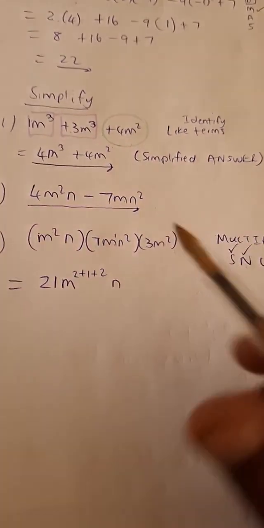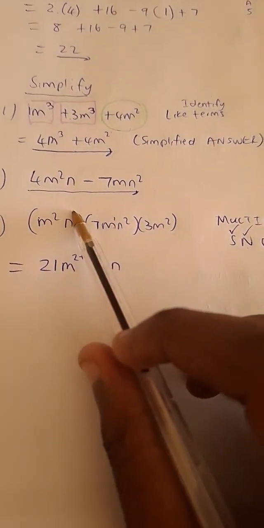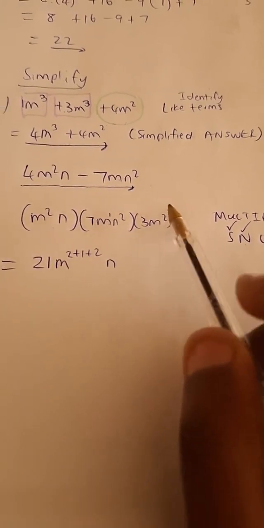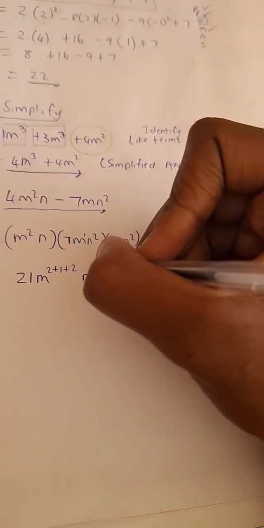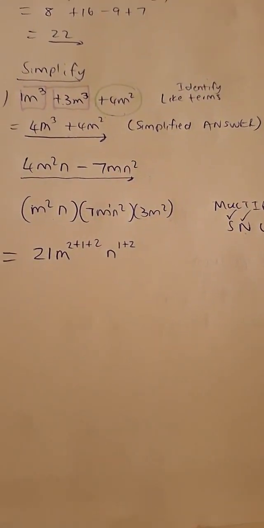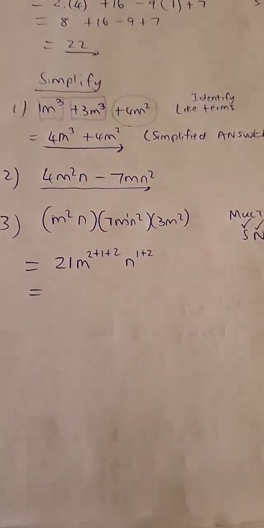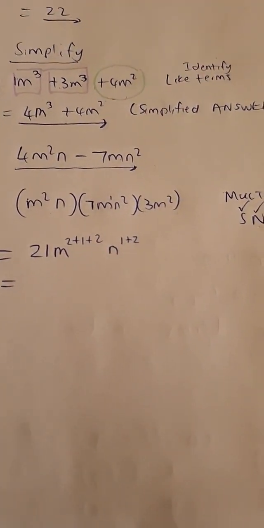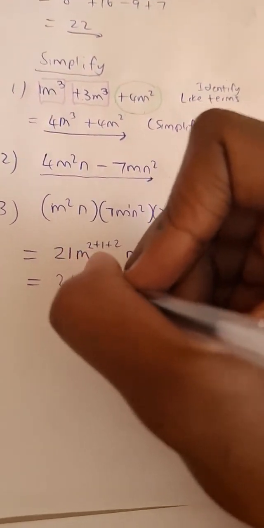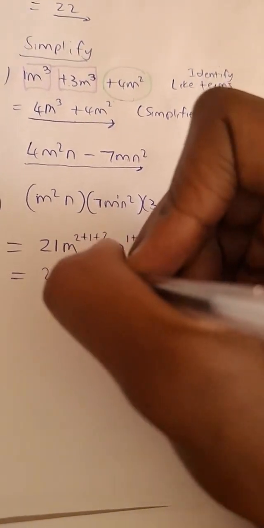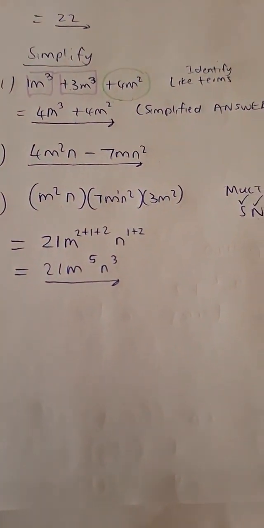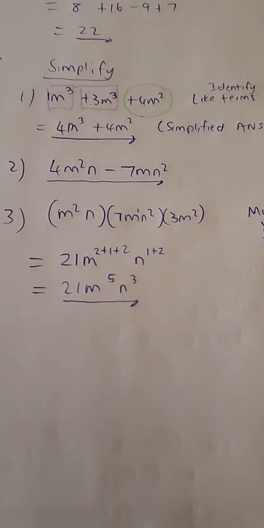Let's move on to the letter n. What about the letter n? There's an exponent 1. There's an exponent 2. There's no n here. So that means I'm going to say n to the power 1 plus 2. Then what does that give me? Siviwe initially commented in the comment section and said the answer is 21m to the power 5, n to the power 3.